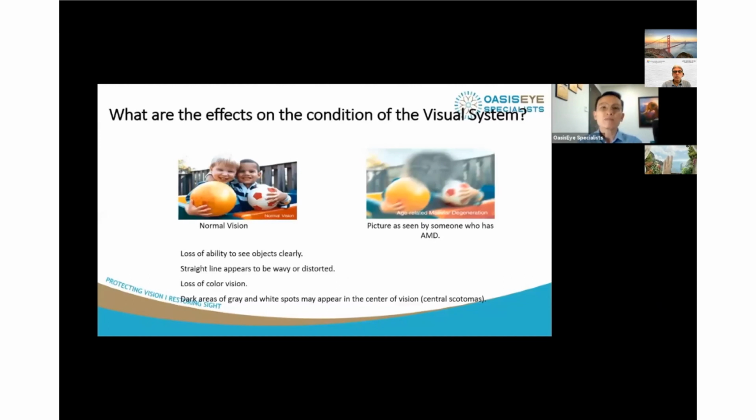So if a person has AMD, how does it affect one's vision? Patients with AMD will complain of a loss of the ability to see objects clearly. They may complain that straight lines appear wavy or distorted, or they may notice a disturbance of the color of objects, or a dark area of gray or white spots that may appear in the center of the vision, as shown by this picture on the right-hand side, whereby a person with AMD will notice that centrally the vision is blurry and distorted.